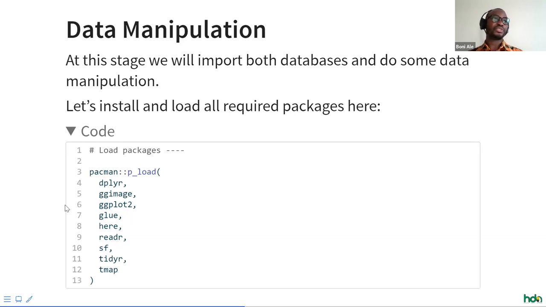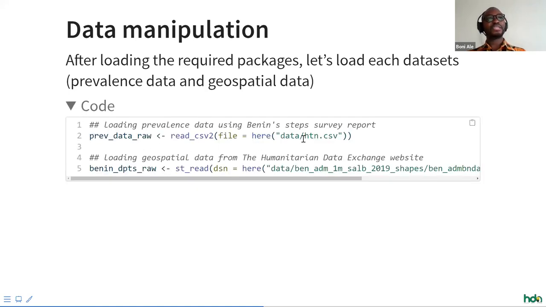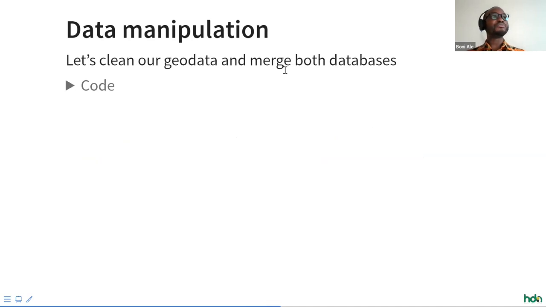So these are the packages that we used. They are cited there. And I like to use pacman's p_load, because you don't need to install each package and also call the library. It will do both things at the same time. After installing the packages, let's now load our data. I've already gone ahead and put the data that I got from the report of the STEP survey in this Excel sheet. We have the prevalence data from Benin, and we now have the geospatial data from the Humanitarian Data Exchange website, which will help us. Let's move on to clean our data and merge both data sets, the prevalence data and the geospatial data.